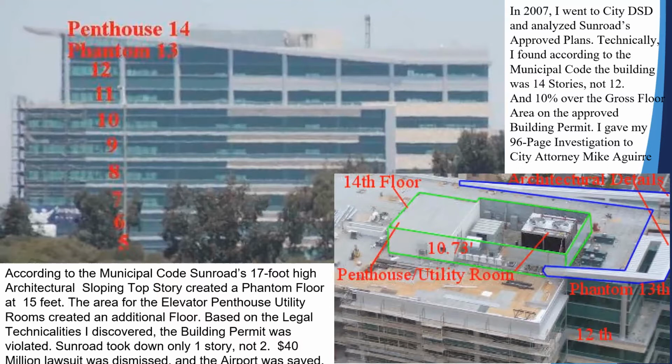I gave my investigation to City Attorney Micah Gary. According to the municipal code, the building was 17 feet high because of the architectural sloping top story. It created a phantom floor at 15 feet. The elevator penthouse also created an additional floor. Based on legal technicalities, the building permit was violated. Sun Road took down only one story, not two. The $40 million lawsuit was dismissed and the airport was saved.